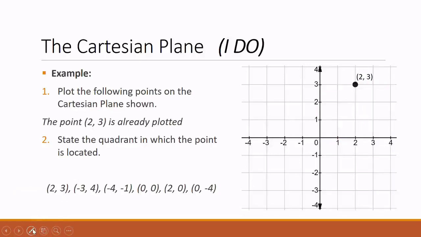So, how do I go about drawing the other points? Well, let's take a look at the next one. And the next one is -3, -4. So -3, -4 tells me that I need to move -3 units in the x direction.